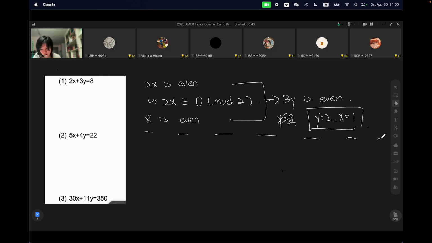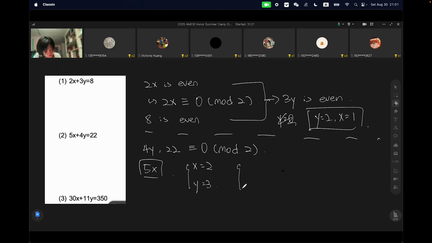5x plus 4y equals 22. Using the same method that we used for the first problem, we know that both 4y and 22 are divisible by 2. They're both even numbers. So therefore, 5x also has to be divisible by 2, and that means x has to be divisible by 2. The first solution would be x equals 2, and that will result in 4y equals 12, and y would be 3.